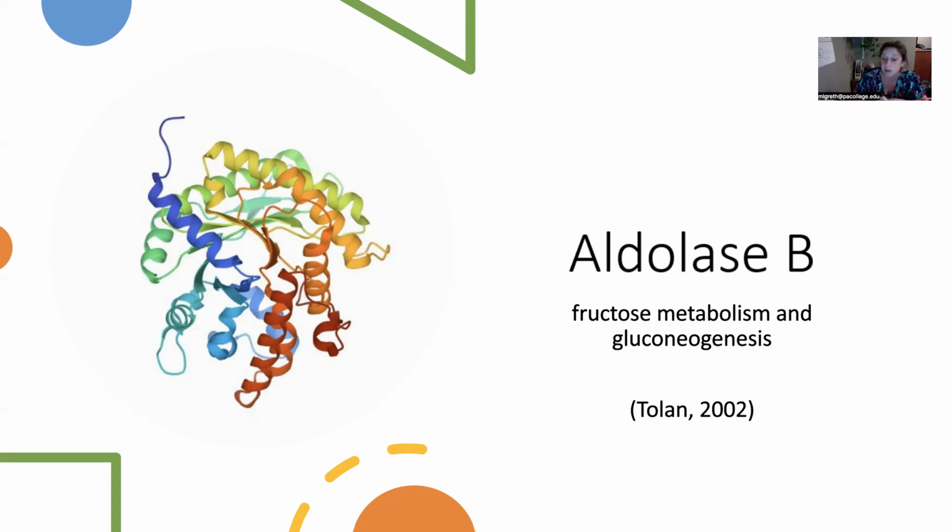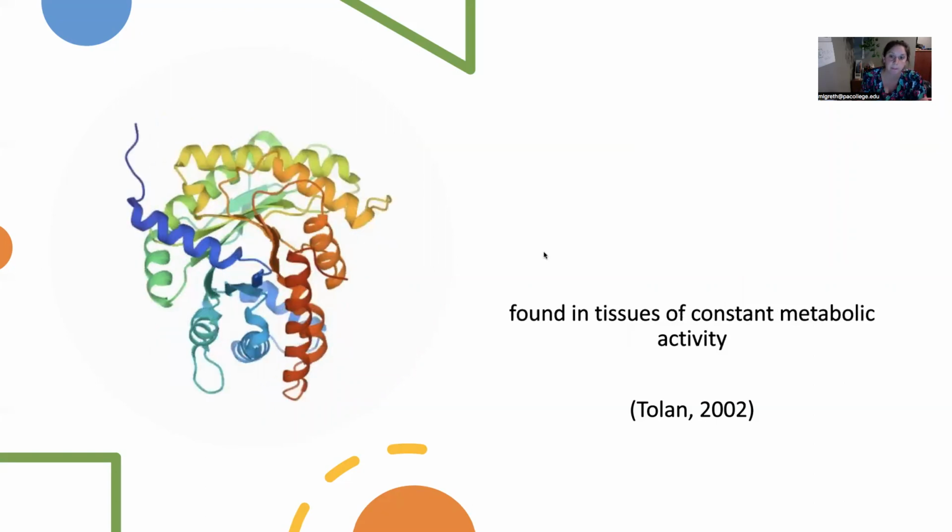So aldolase B is more often seen in gluconeogenesis when you're trying to create more glucose, which makes sense because it is seen more in the liver and the kidneys, which is where we talked about gluconeogenesis taking place in the body.